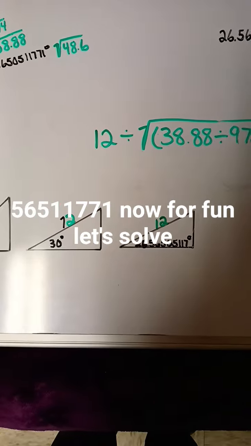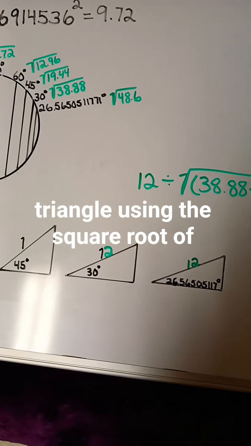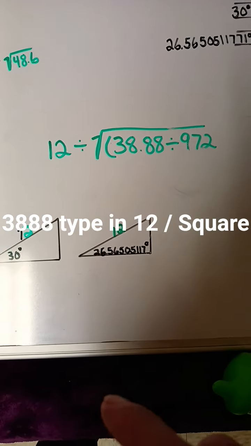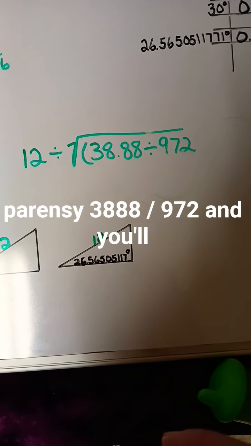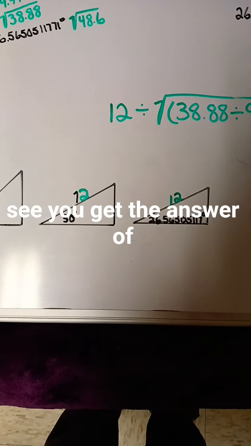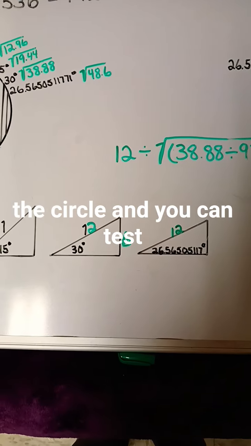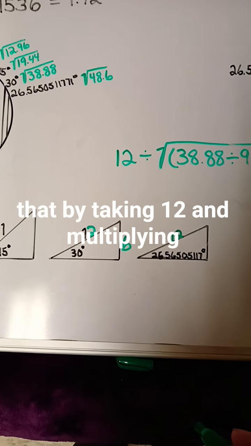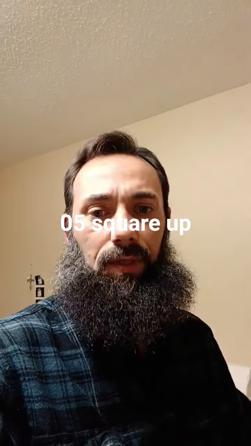Now for fun, let's solve the opposite side of the 30-degree triangle using the square root of 38.88. Type in 12 divided by square root, parenthesis, 38.88 divided by 9.72. And you'll see you get the answer of 6, which is the radius of the circle. And you can test that by taking 12 and multiplying it by sine 30, which is 0.5. Square up.